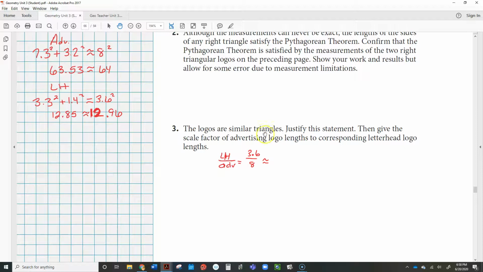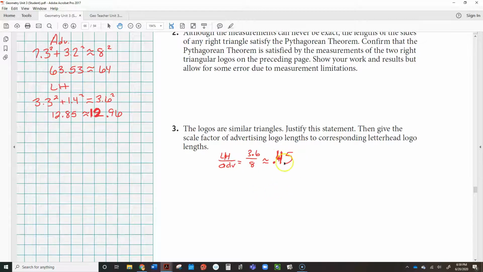It says they're similar. Now find the scale factor. Now, to be quite honest with you, it doesn't completely satisfy. I don't know which one was considered my original. It says the scale factor of advertising logo links to corresponding letterhead, so that means I'm going to be changing the advertising into the corresponding letterhead. So I put the advertisement on bottom, the letterhead on top, and then reduce that down to a decimal, and it comes out to be about 0.45.